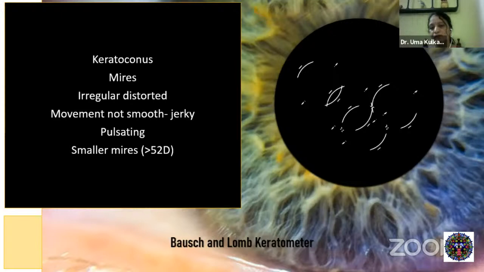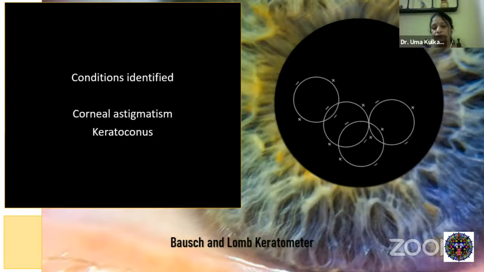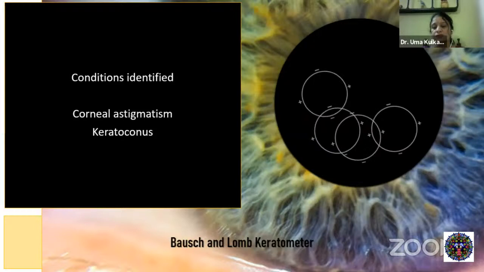When the curvatures are more than 52 diopters, as in full-fledged cases of keratoconus, you can see that the mires are slightly smaller also. So this is what we do. So we can identify astigmatism, we can identify keratoconus using keratometry. A very, very useful equipment, if you ask me. So that's all we need to do.